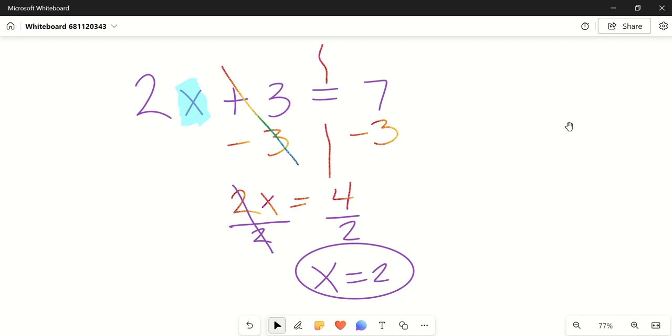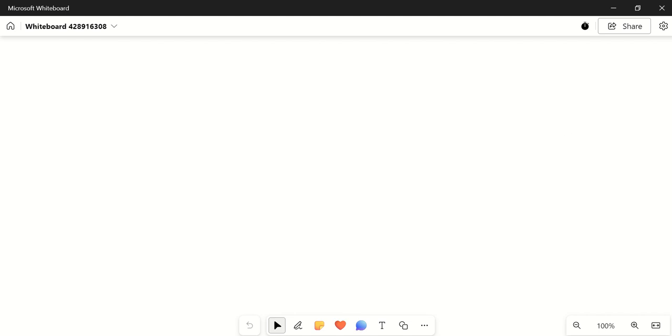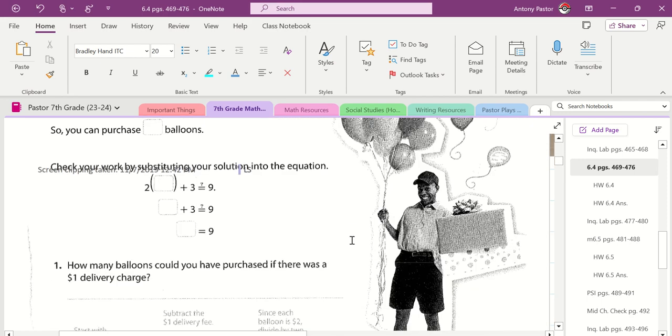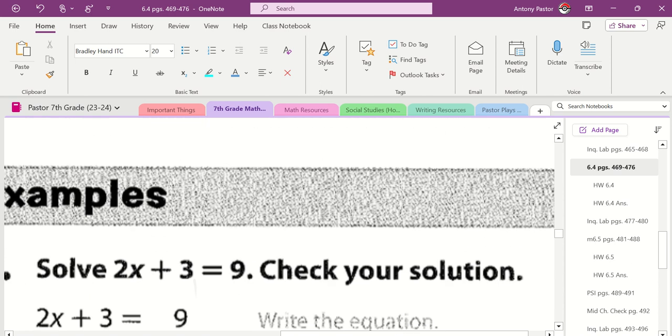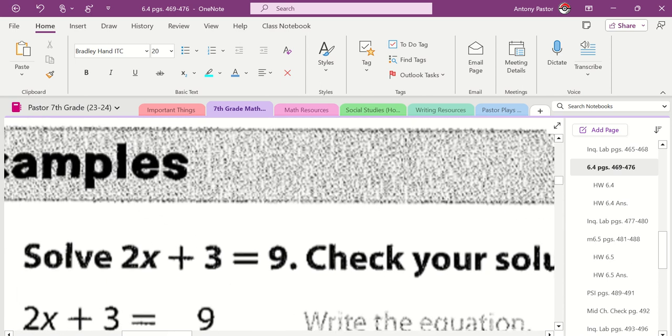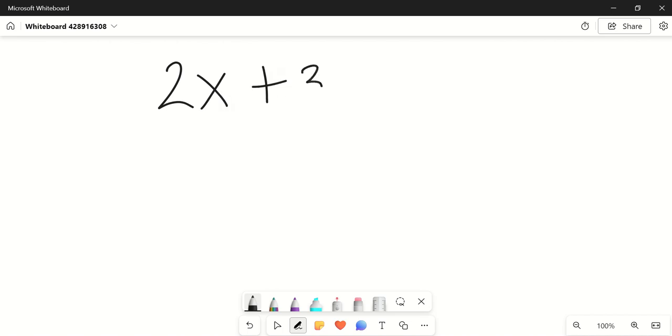Anybody have questions on how this was done? Everybody understood it? Okay, we're going to go pull some other examples now. And you guys are going to help me out with this. Our first example is 2x plus 3 equals 9.